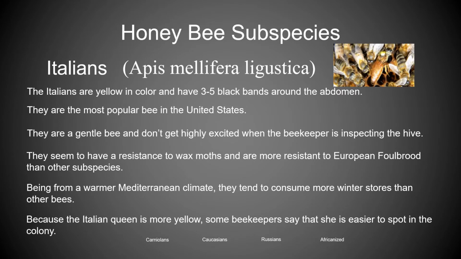The Italians are yellow in color and have 3 to 5 black bands around the abdomen. They are the most popular bee in the United States. They are a gentle bee and don't get highly excited when the beekeeper is inspecting the hive. They seem to have a resistance to wax moth and are more resistant to European foulbrood than other subspecies. Being from a warmer Mediterranean climate, they tend to consume more winter stores than other bees. Because the Italian queen is more yellow, some beekeepers say that she is easier to spot in the colony.